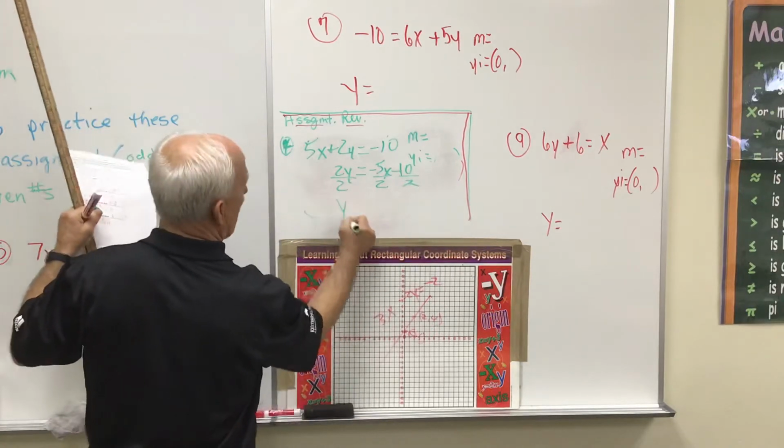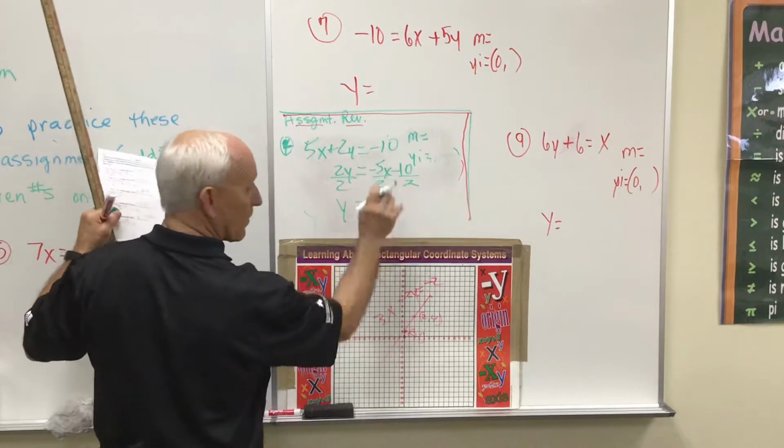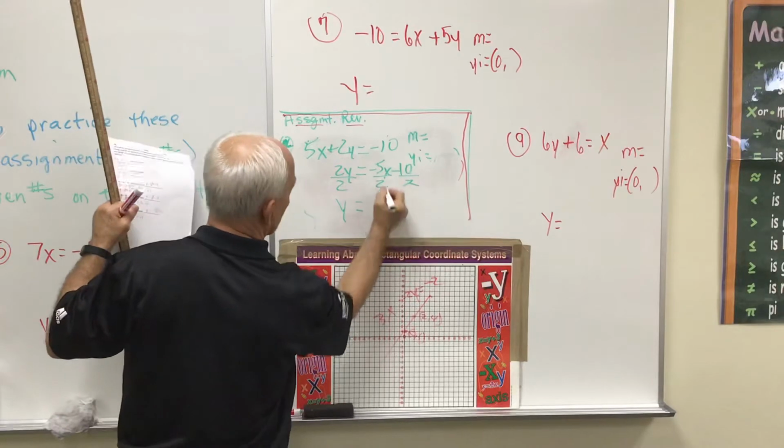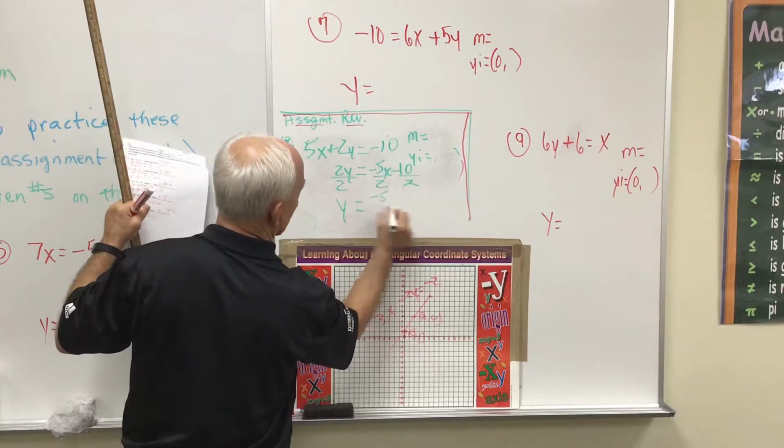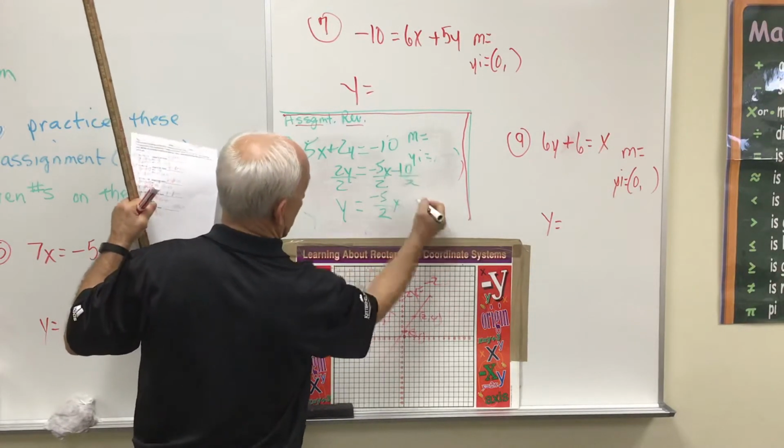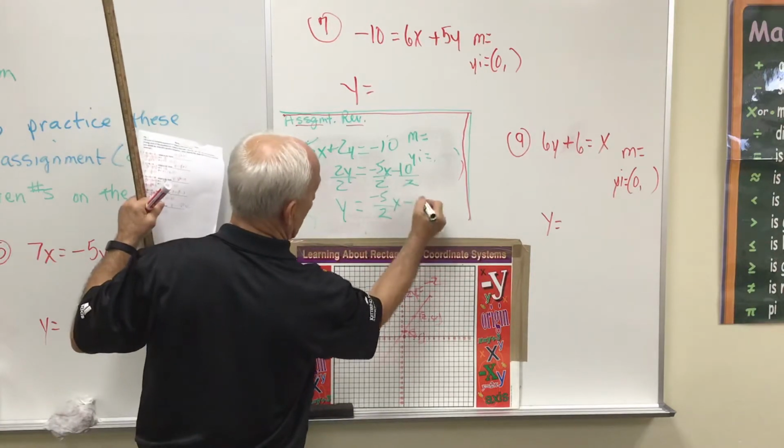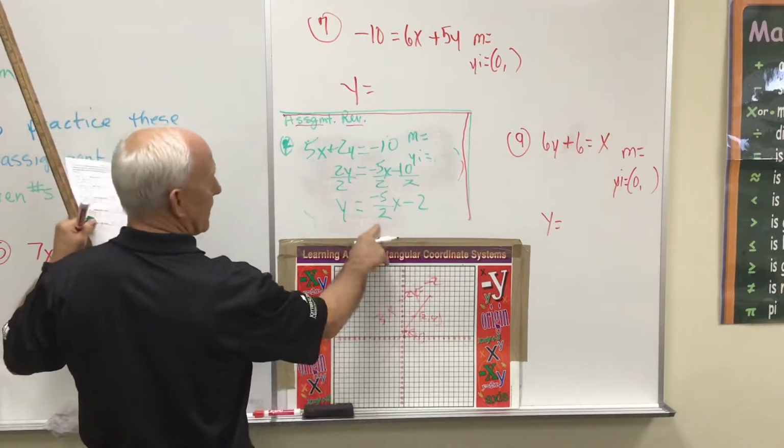And let's see, y is going to equal, remember, improper fraction. 2 into -5 is -2/5. And 2 into -10 is -2. Very good. Slope.